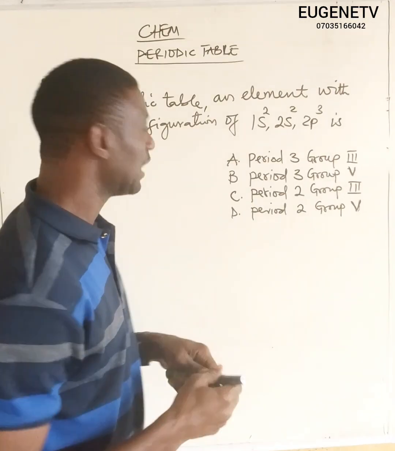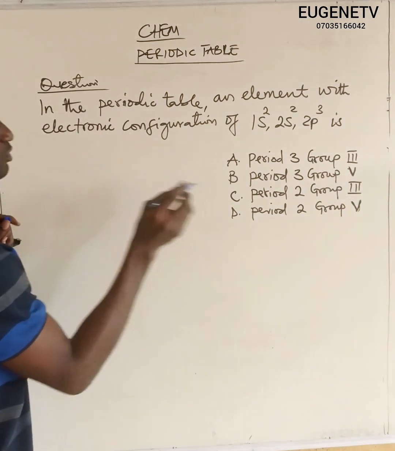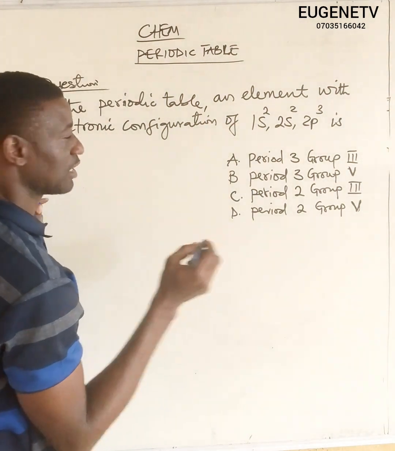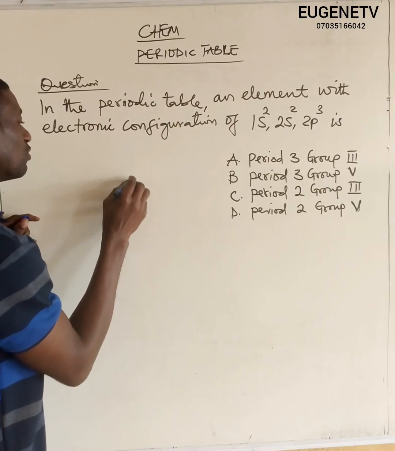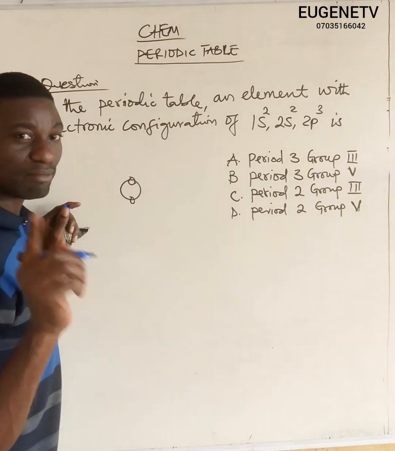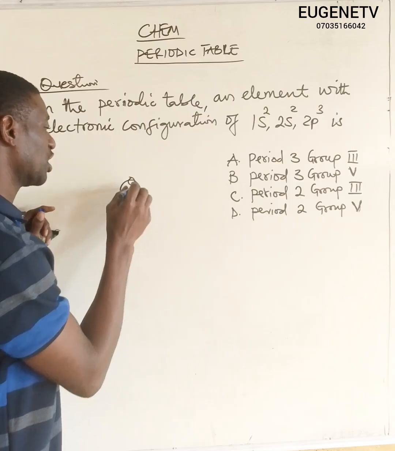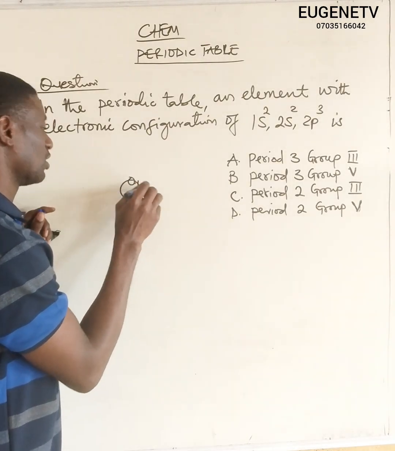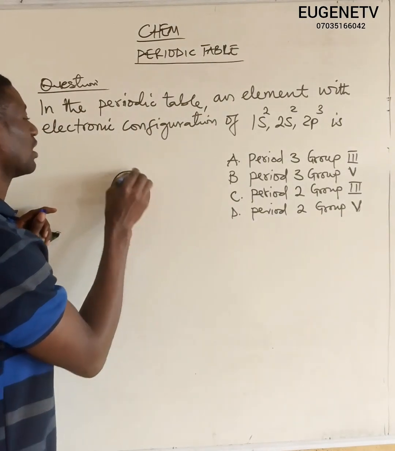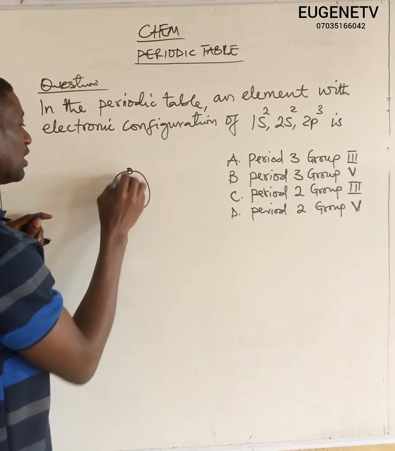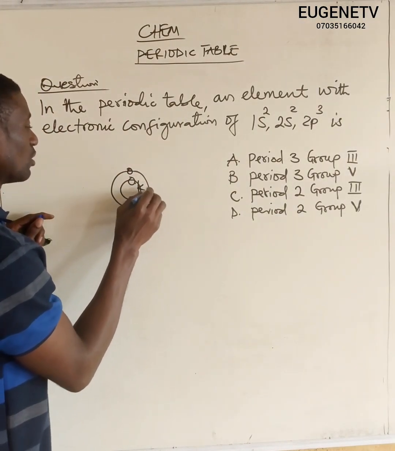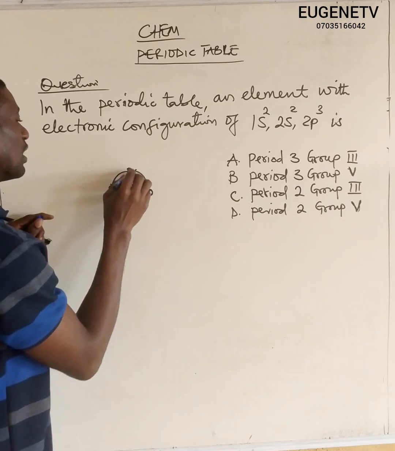Let us draw the Lewis diagram of this atom. The first shell should take 2 electrons. The first shell of any atom must carry a maximum of 2 electrons, and that shell is usually called the K shell. The second shell now carries the remaining electrons, which is 5. So the first one should be here: number 2, 3, 4, and 5.